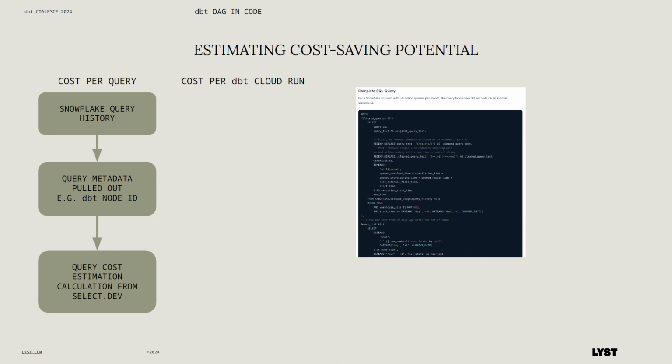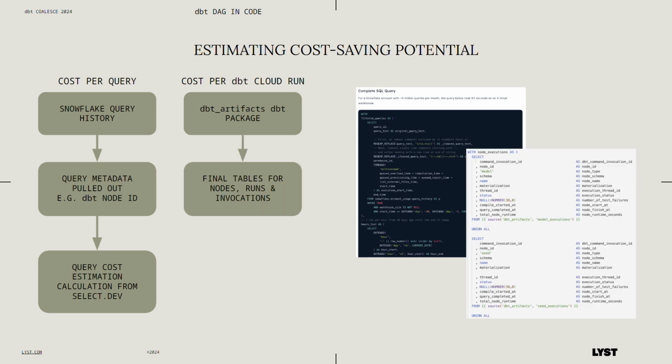So next, we then needed to calculate the cost of a production dbt run for a specific model so that we can then calculate the savings. So we used the dbt artifacts dbt package, which saves data about every dbt Cloud run. And then we built dbt models from this.